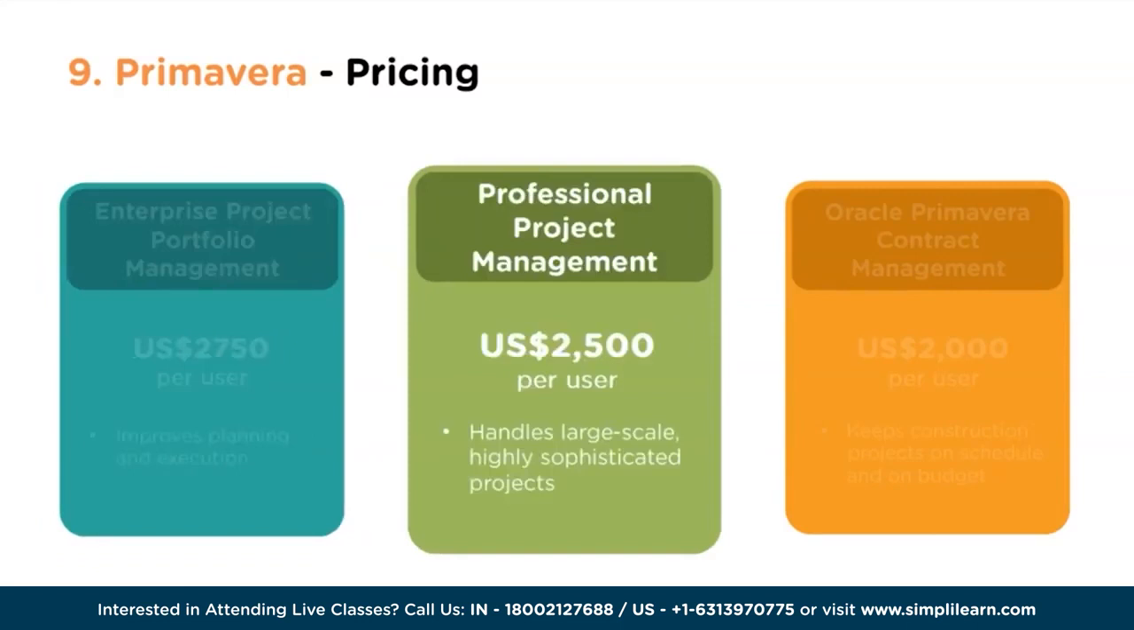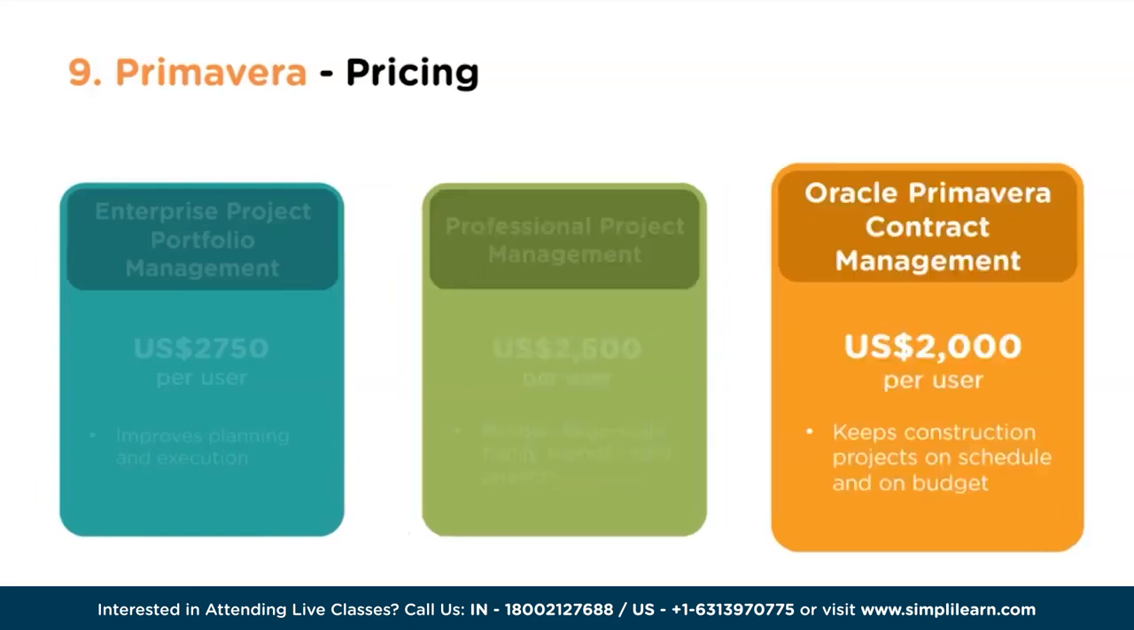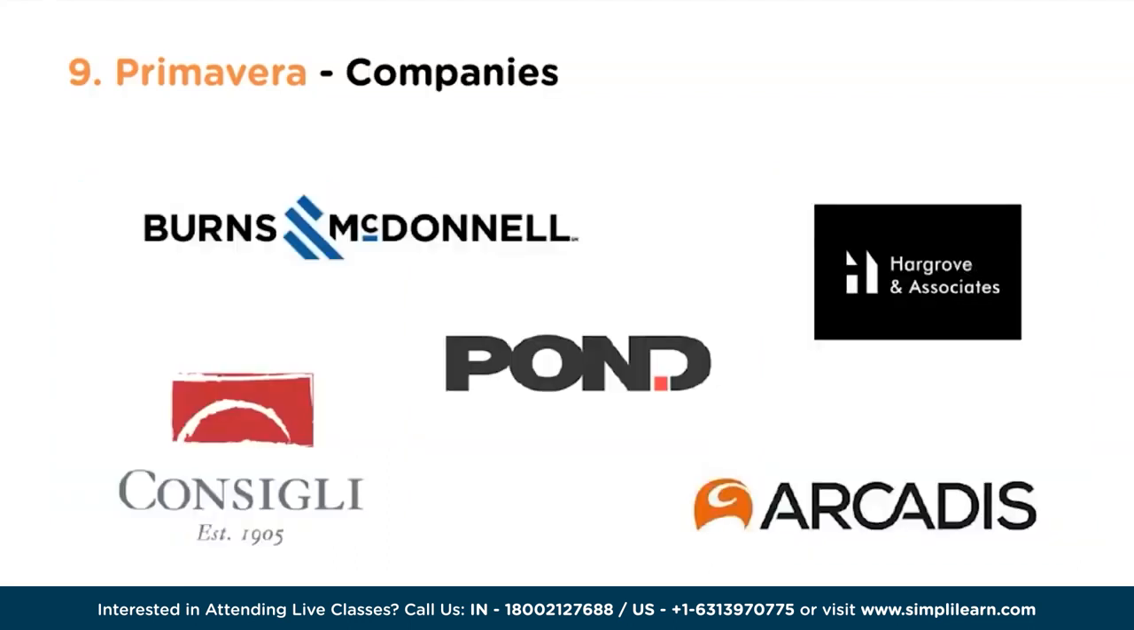The Professional Project Management version is USD 2500 per user, and handles large-scale, highly sophisticated projects. The Oracle Primavera Contract Management module costs around USD 2000 per user, and keeps construction projects on schedule and on budget. The companies which use Primavera are Burns, McDonald's, Pond, Arcadis, etc.